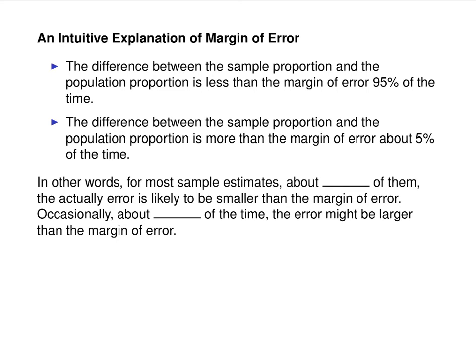So, another explanation of margin of error. The difference between the sample proportion and the population proportion is less than the margin of error 95% of the time. So how much you're off by is less than that margin of error most of the time. If you did your p hat minus p, for example, that's also smaller than the margin of error most of the time. In other words, for most samples, about what percent of them, the actual error is likely to be smaller than the margin of error? 95% of them, if that's your confidence level. And occasionally, about 5% of the time, the error that you made might actually be larger, it just happens. But it's not very likely.